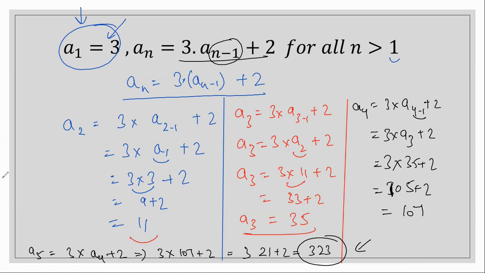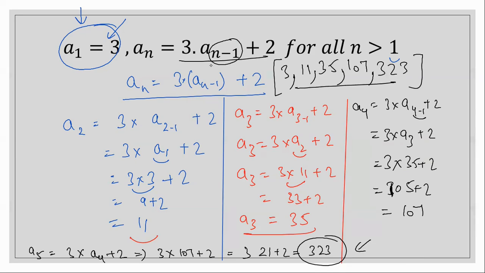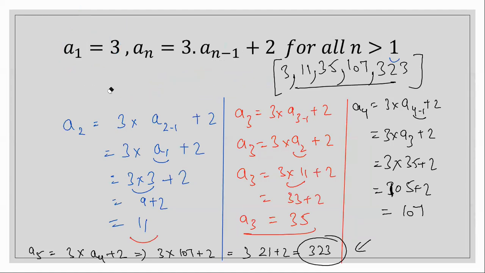Now, please see. First, I will write the whole sequence. What is the sequence now? A1 is 3. Then we have 11. Then we have 35. Then we have 107. Then we have 323. So this is the sequence, everyone.